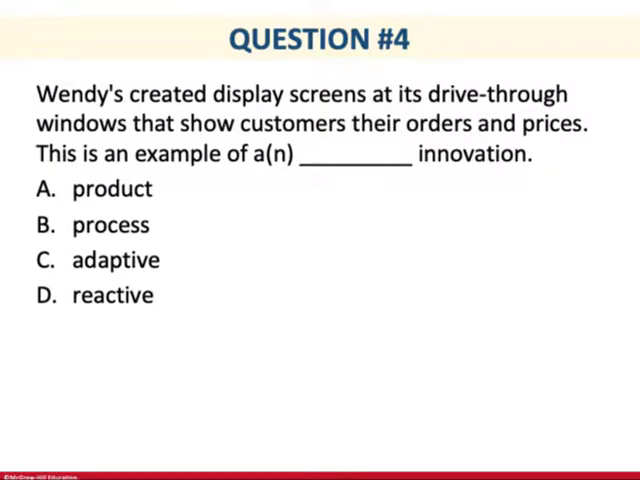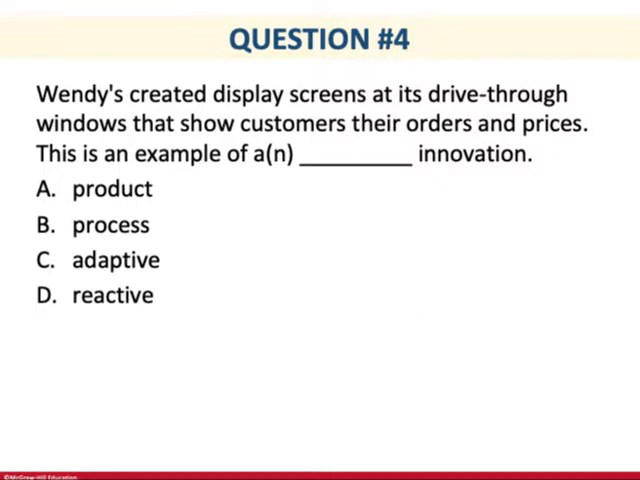So let's take a look at this question. Wendy's created display screens at its drive-through windows that show customers their orders and prices. This is an example of... If you guessed B, process, you are right.